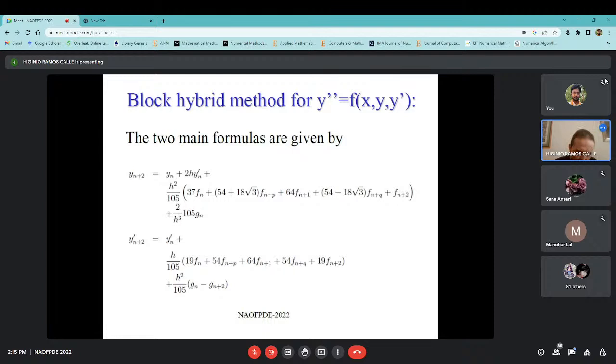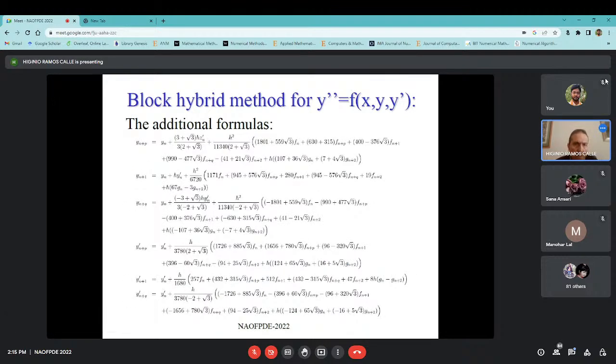This is the formula for the approximation of the solution. This is the formula for the approximation of the first derivative at this point. Also, evaluating the polynomial we have obtained at the other points, we find the rest of the formulas. So these are the three formulas to approximate the solution. These are the three formulas to approximate the first derivative. So in total, we have 8 formulas, and we have 8 unknowns.